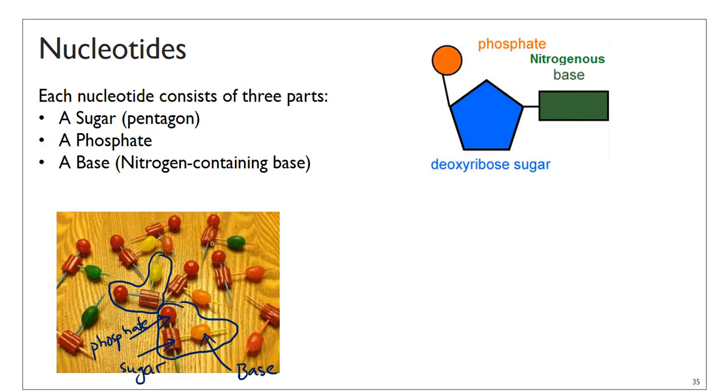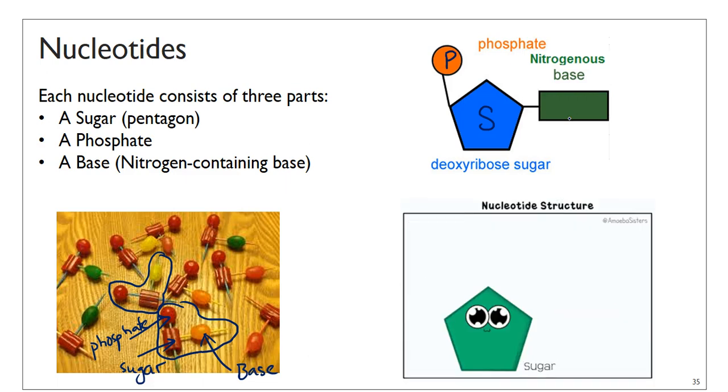The sugar, and obviously when you make a model, it's really hard to represent the shape correctly, but the sugar in DNA is actually a pentagon. So this is your sugar. It is called deoxyribose sugar, but you don't need to know what deoxyribose means for year 10. And then this is the phosphate, so we tend to put a P here, and then this is the nitrogen containing base. But we normally don't put an N here, and the reason will become clear in a second.